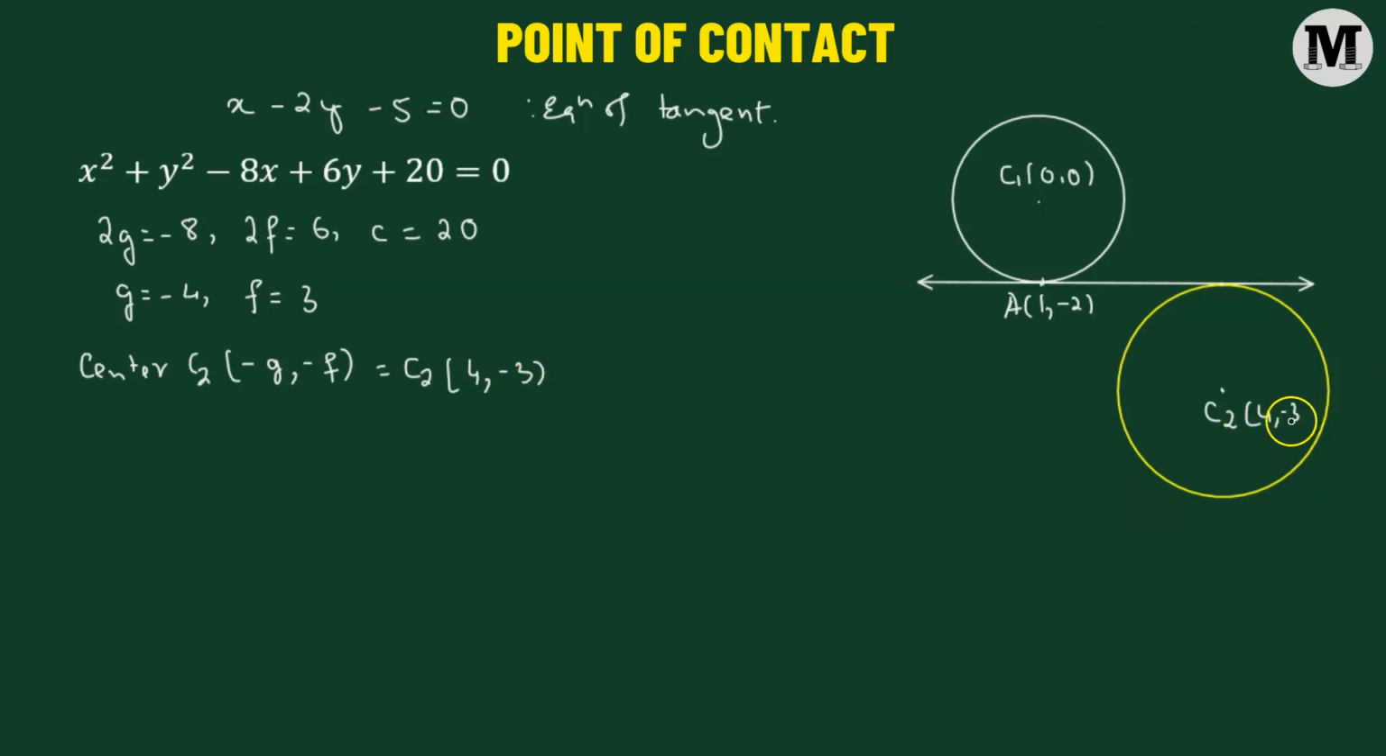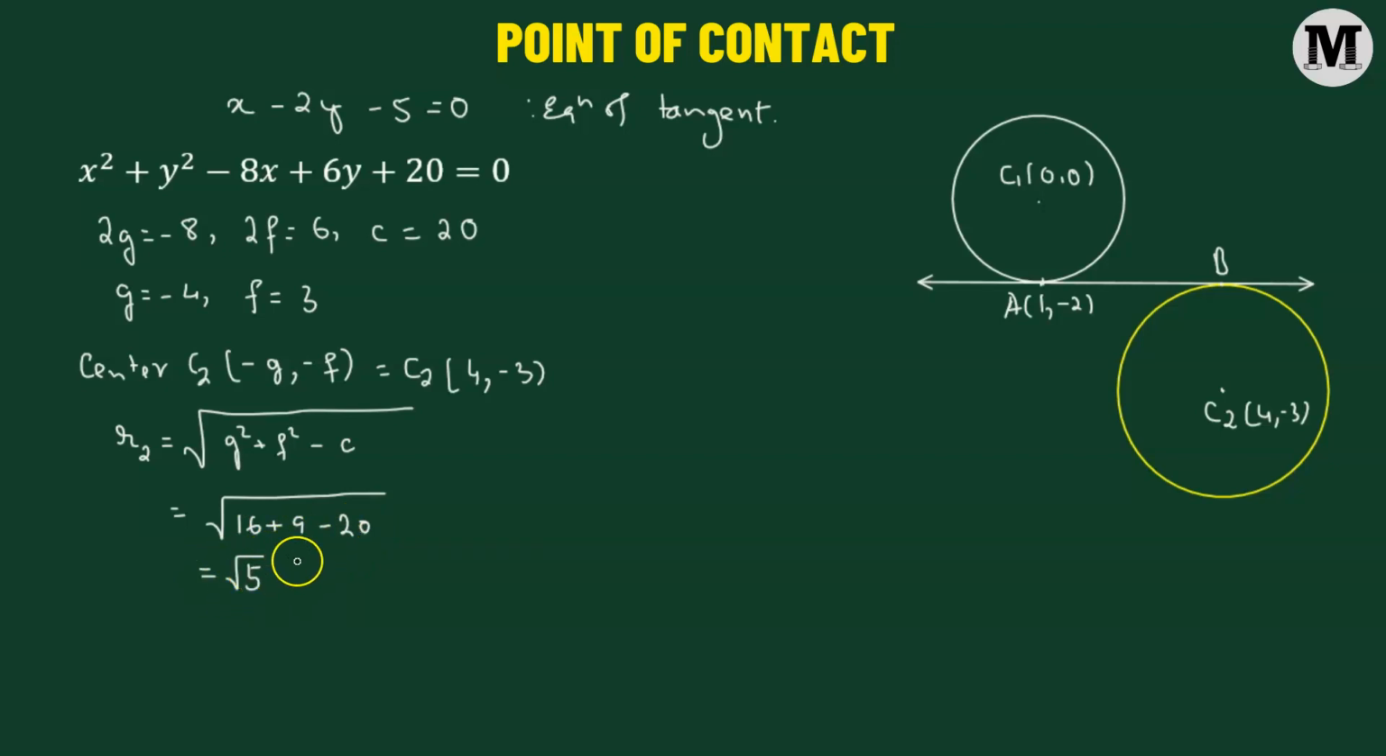This is the point of contact, point B. Let's find out the radius of the circle as well. The radius R2 is going to be the square root of g squared plus f squared minus c. So g squared will be negative 4 squared, that's 16. f squared will be 3 squared, that's 9. And c is 20. So 16 plus 9 is 25, and 25 minus 20 will be 5. So our radius will be square root of 5.